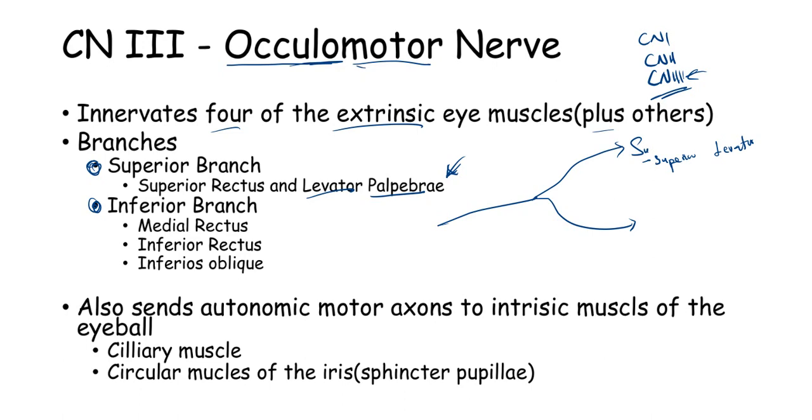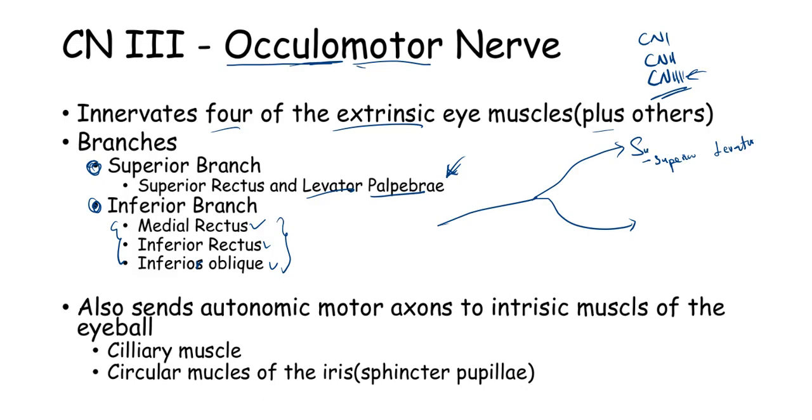With that said, the inferior branch is the one that is going to innervate the medial rectus, the inferior rectus, and the inferior oblique. Inferior oblique, inferior rectus, medial rectus. These are also 3 of the important extrinsic eye muscles that help in movement of the eye.